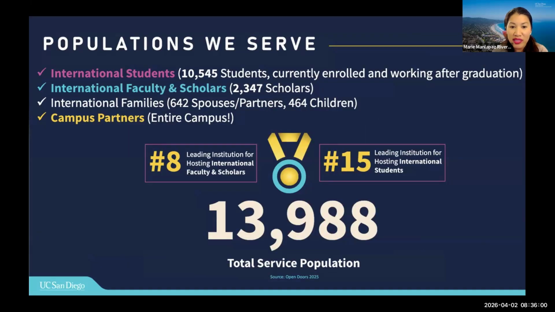So now let's talk about the populations we serve. We are fortunate enough to have a very robust international community here at UC San Diego. We support over 10,000 international students, including both enrolled students as well as students who are here working after graduation. We also have over 2,000 international faculty and scholars who work here and conduct research at UC San Diego. And with these international students and scholars, we support over 1,000 international family members who are accompanying them. To do so, we work collaboratively across the campus with a number of different partners to support our service population of just under 14,000.